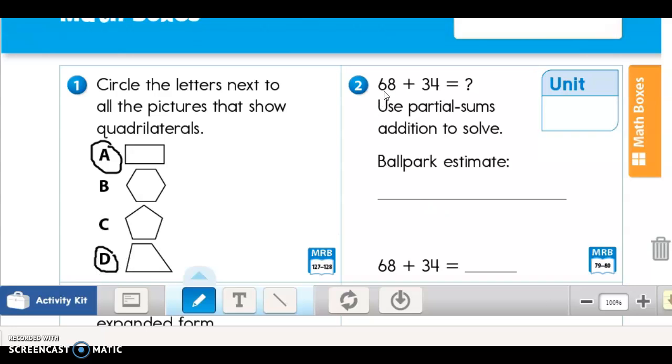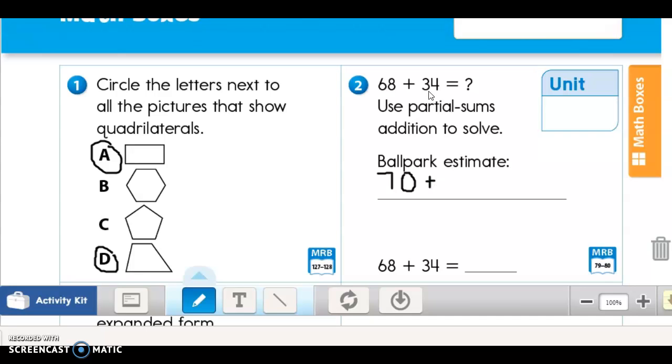Number 2 says 68 plus 34 equals, use partial sums, addition to solve, ballpark estimate. So the first thing we're going to do is estimate. Now let's look at 68. Is 68, I think to myself, closest to 60 or 70? Because I'm estimating, I'm going to go with 70 because that's the closer one. It's just 2 away.